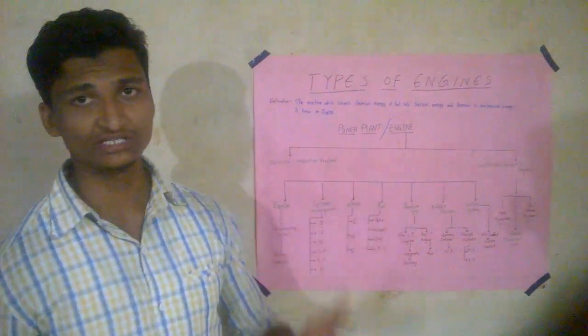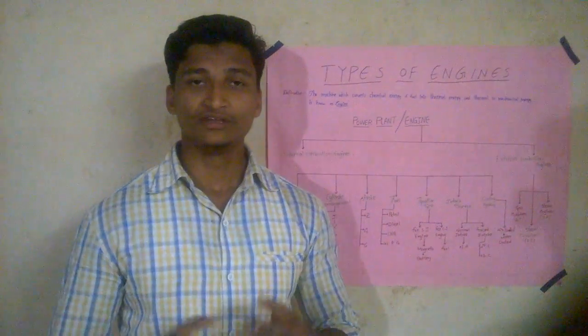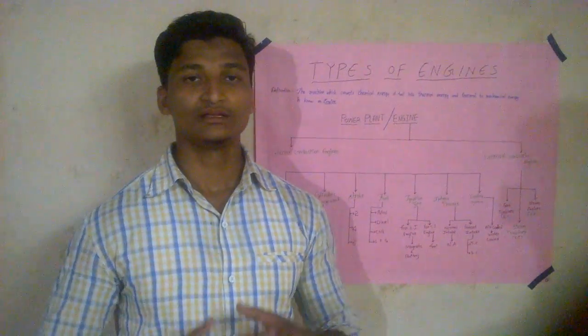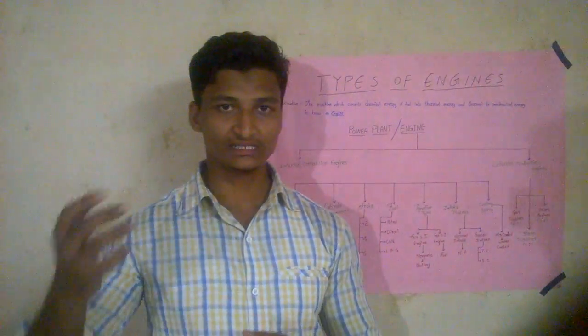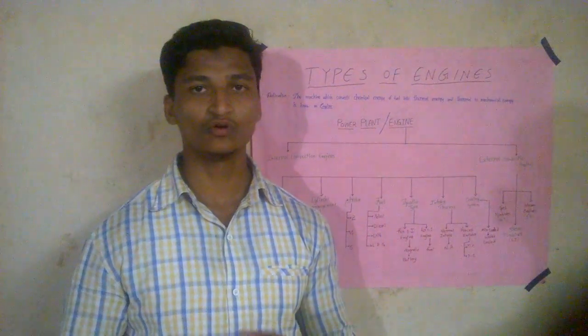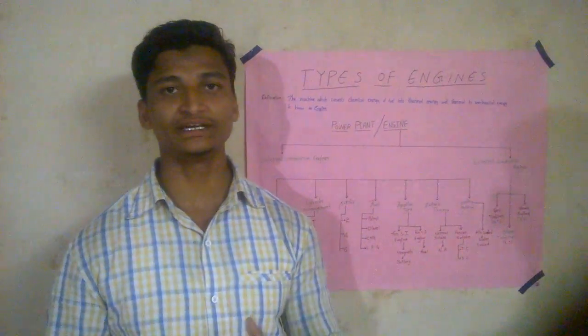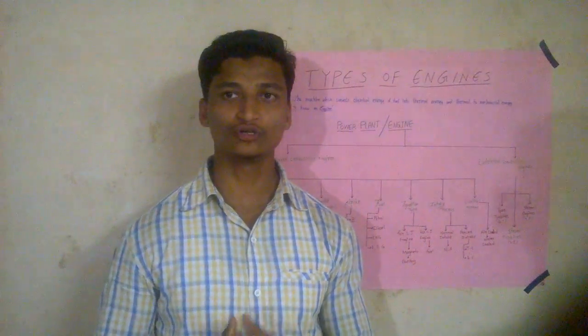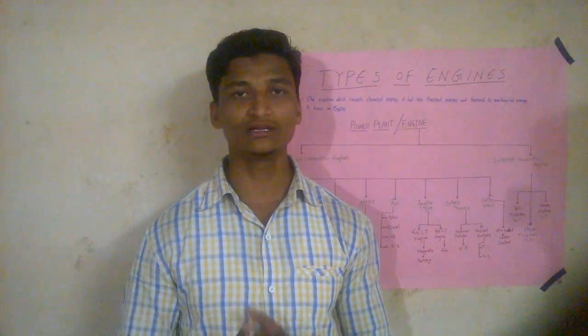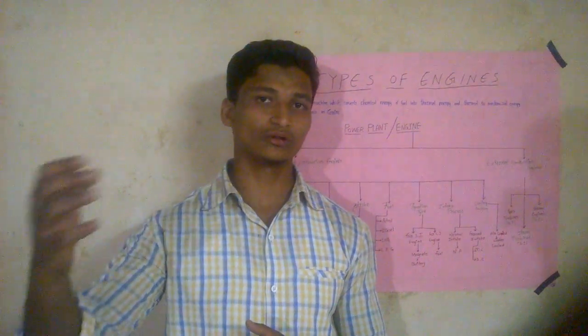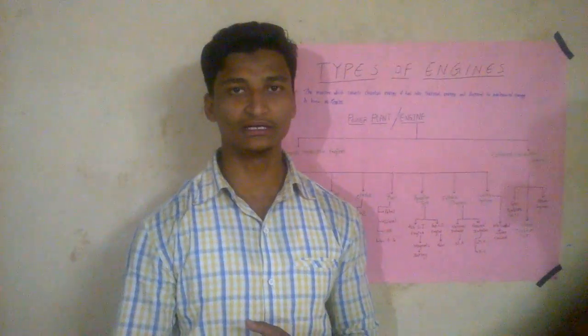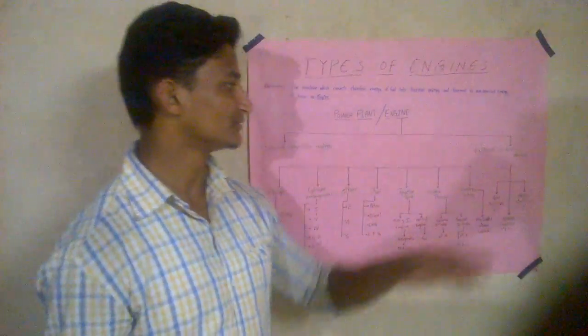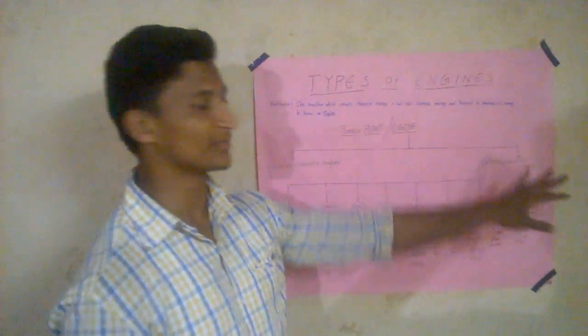In an internal combustion engine, as the name itself says, the combustion takes place in a closed system, or in a closed cylinder. In an external combustion engine, the combustion takes place outside of the engine cylinder, and the flue gases come into the engine cylinder and rotate the crankshaft. So finally the work is developed.